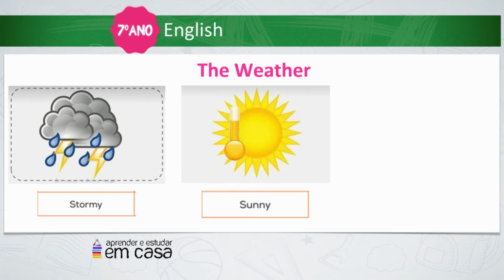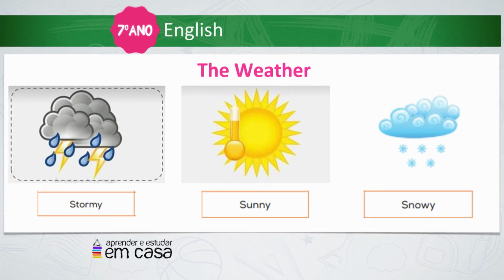And then the weather is sunny when it's too hot. Great. Can you repeat? Sunny. Then snowy, when the weather is snowy. Snow. Can you repeat? Snowy.